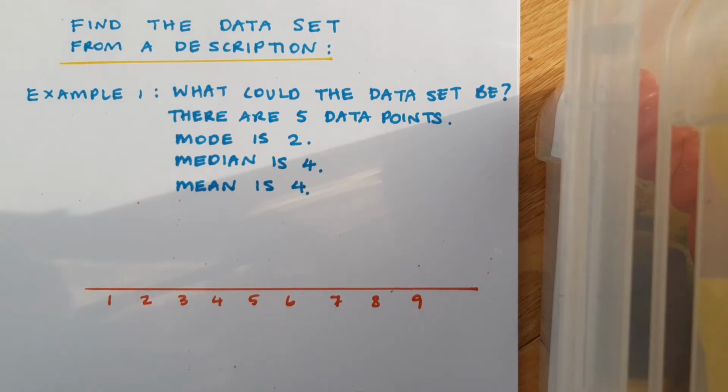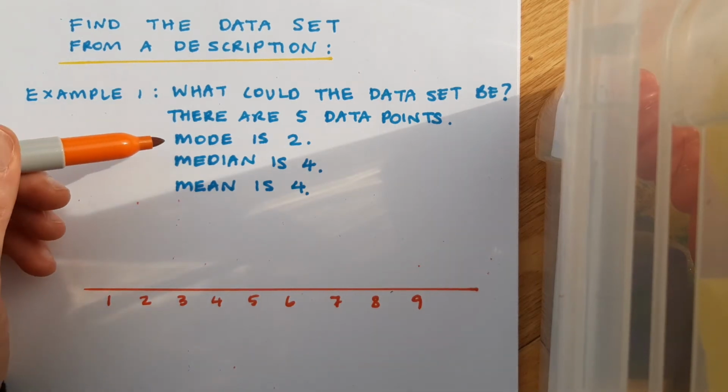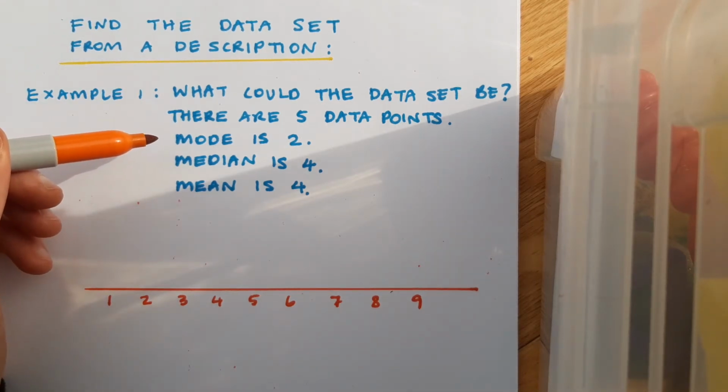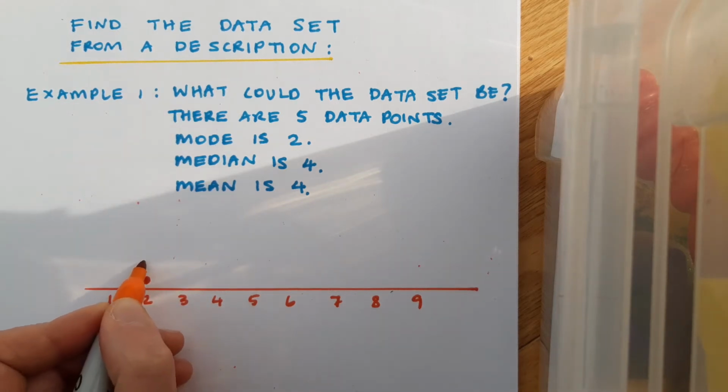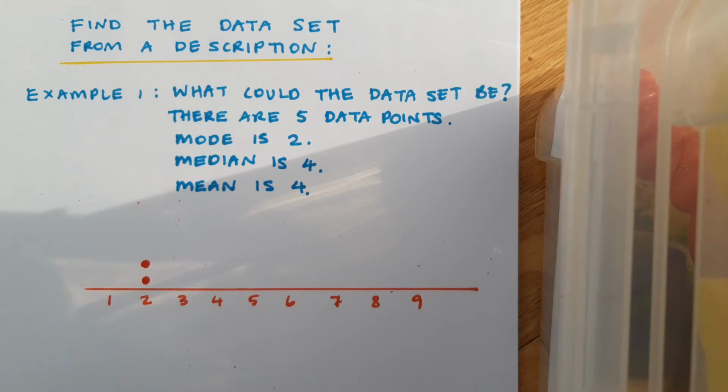So I've drawn a blank line plot and I'm going to use this to help myself figure out what my numbers in my data set should be. So let's look at the description. Well, the mode is 2, so that means that 2 must be there at least twice. So let's put 2 dots in for 2. Don't forget, if 2 is the mode, then 2 should have the most number of points above it.